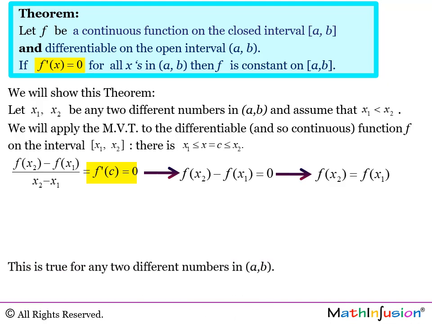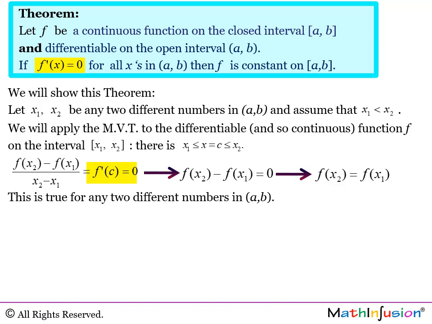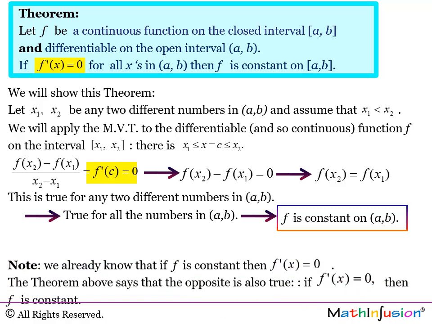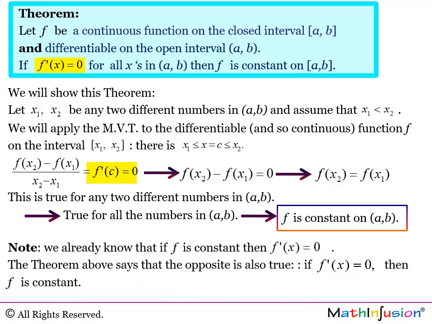But this is true for any two chosen points between a and b. This is true for all the numbers on the interval [a,b], which means that the function is a constant function on the interval [a,b]. Please pay attention. We already know that the derivative of the constant function is 0. This theorem says the opposite. It's also true. If the derivative is 0, then the function is the constant function.